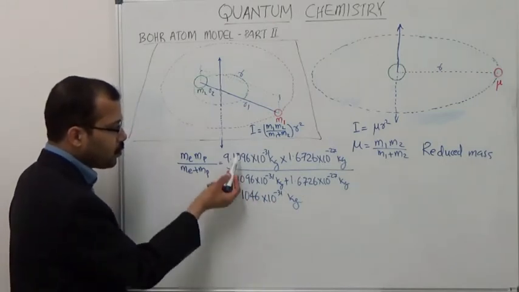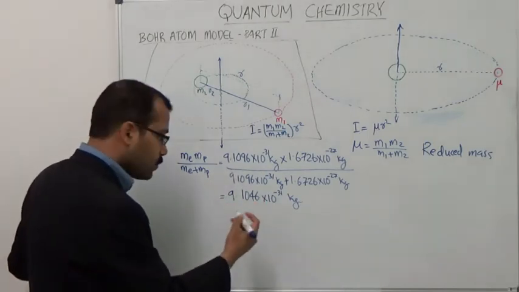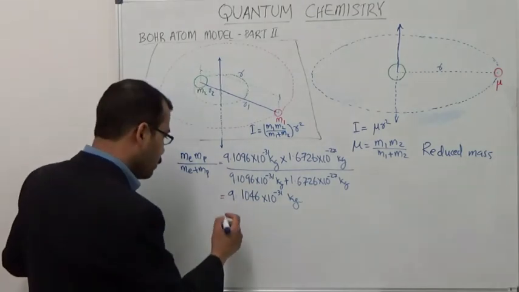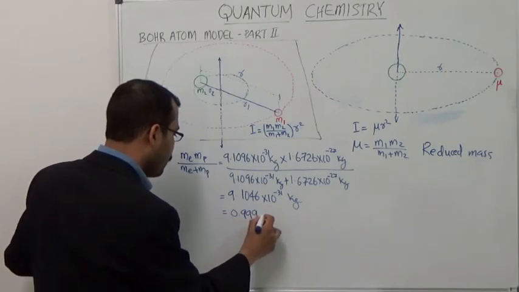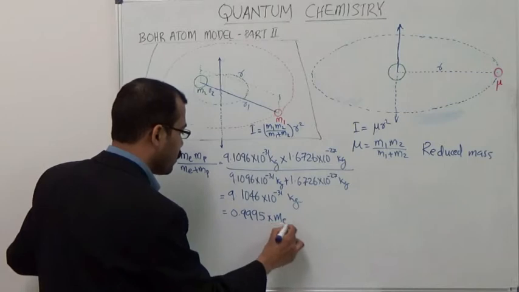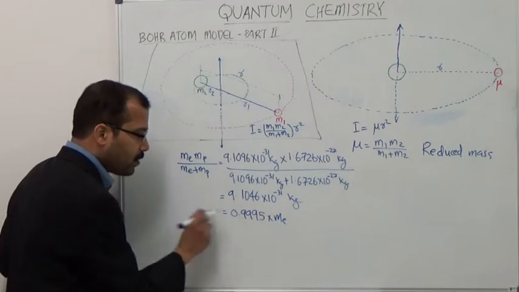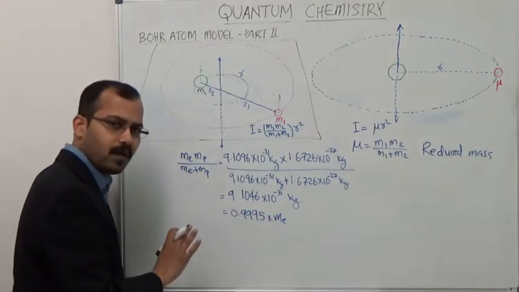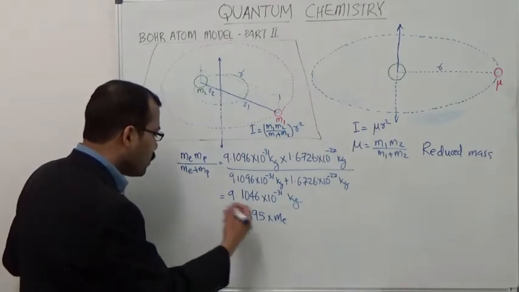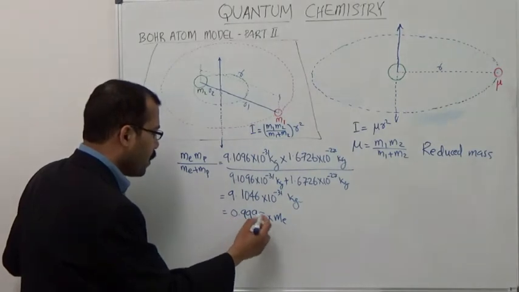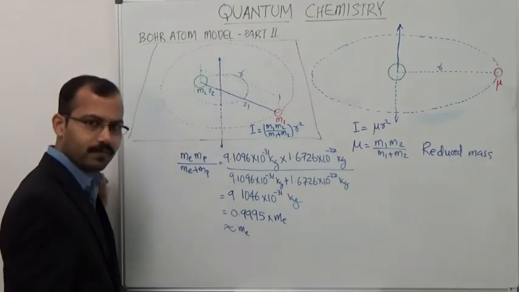These two are two masses which are very close to each other, right? Or the reduced mass of this electron-proton system is equal to 0.9995 times mass of the electron. This is approximately equal to 1. So the mass of the electron and the reduced mass of the electron-proton system are almost equal, or reduced mass of the electron-proton system is approximately equal to mass of the electron.